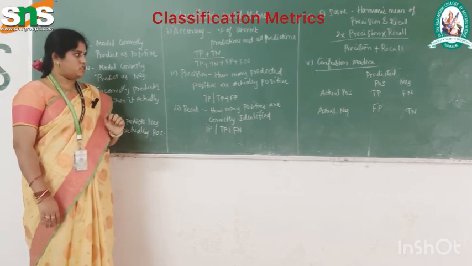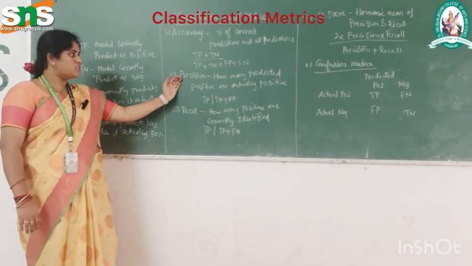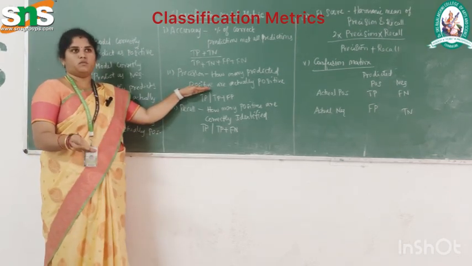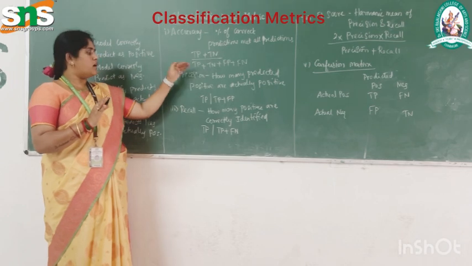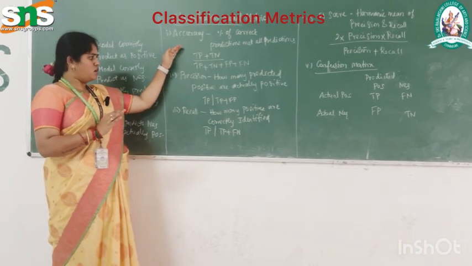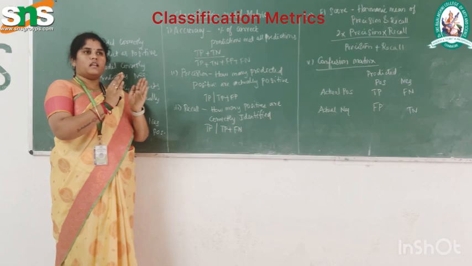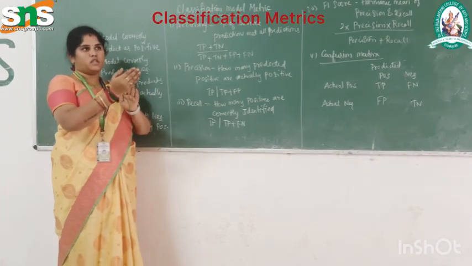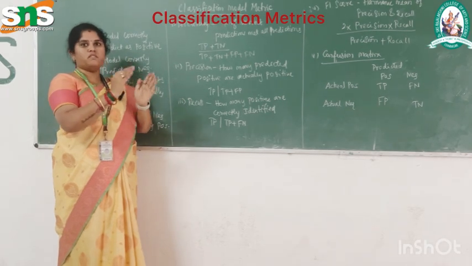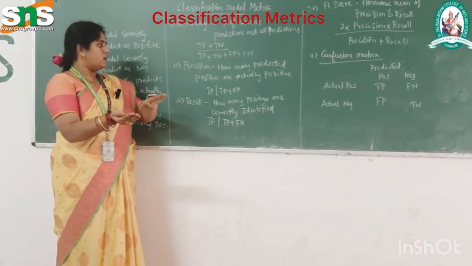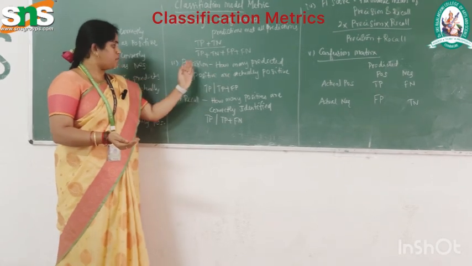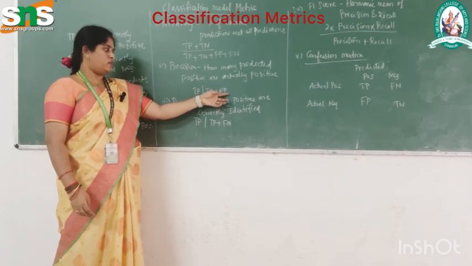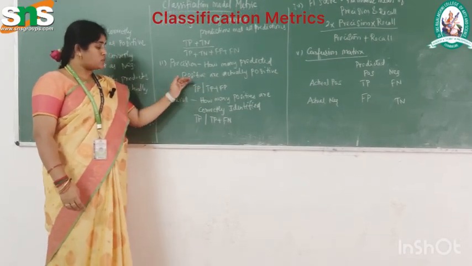The second one is precision. What does precision tell us? How many predicted positives are actually positive. Based on our assumption, we said these are the positive ones, and the model also identifies them as positive. That is the precision. It is calculated as TP divided by true positive plus false positive. It is taken under the positive alone.